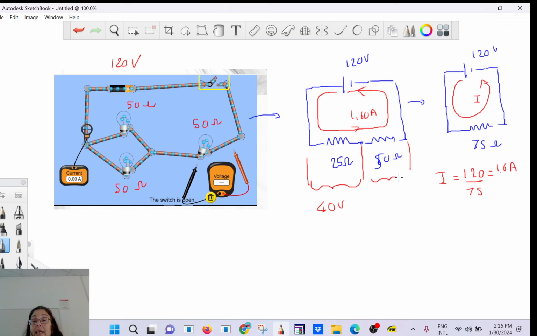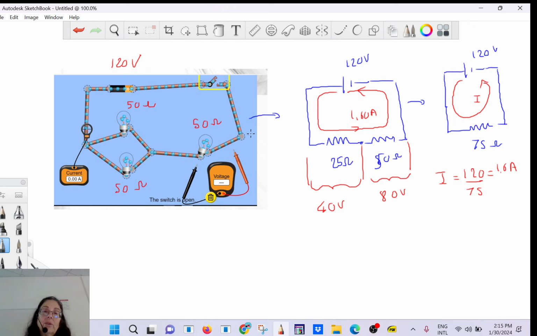Okay. And then here you have 1.6 going through 50. So it's going to be 50 times 1.6. How much is that? 80. And you could have guessed because 40 plus 80 is 120. It's called Kirchhoff's law. Okay?